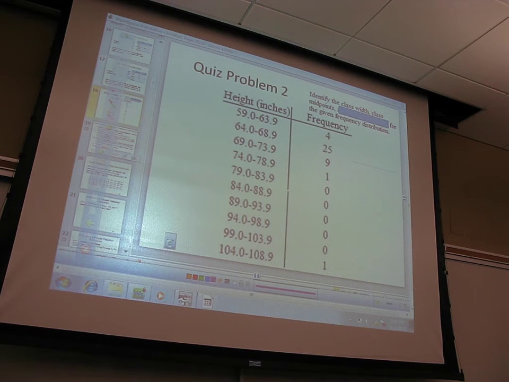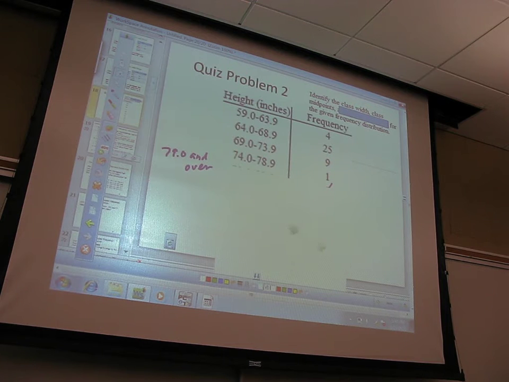So this is a classic example of when we might use an open-ended class, where I might just take all of these and combine them into one and make it 79.0 and up and over. Does that make sense? So you kind of see what I'm talking about? Then that would have a frequency of 1. So would you not have to change the class width? Then you would not have to change the class width, because that still gives you 5 classes. Now, if it was something weird, like it would end up giving me only 4 classes, then I might have to adjust things.